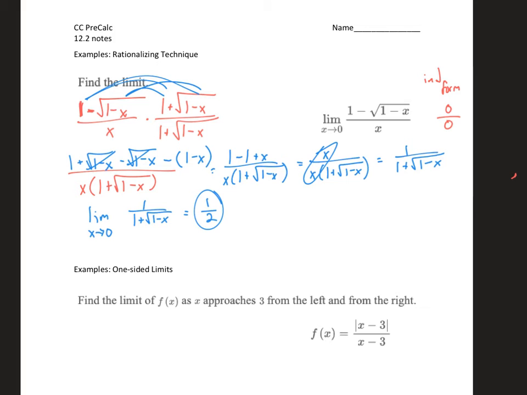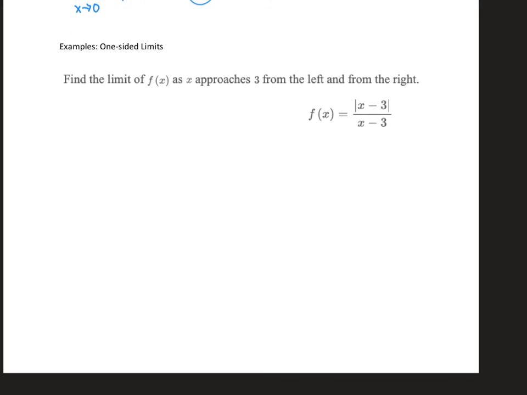Next, we're going to look at limits from each side. So this example says, find the limit of f of x as x approaches 3 from the left and from the right. So we've got this function, the absolute value of x minus 3 over x minus 3. So graphically, again, we're looking at a target value of 3. So from the left side of 3, so for every value that's less than 3, if I plug in that value, I'm going to get a y value of -1.